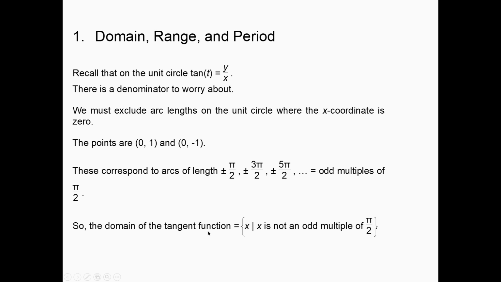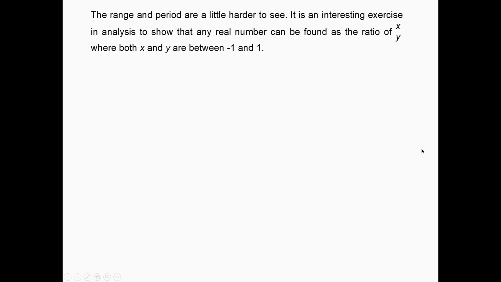So the domain of the tangent function is all x's such that x is not an odd multiple of pi over 2. Remember, that's where the denominator of this expression is equal to 0. If you recall your days in college algebra, having the denominator equal to 0, that's a vertical asymptote. So the range and period are a little harder to see. It's an interesting exercise and analysis to show that any real number can be written as the ratio of x over y or y over x, whenever x and y are between minus 1 and plus 1. Notice what that means then. The range of the tangent function is all real numbers.